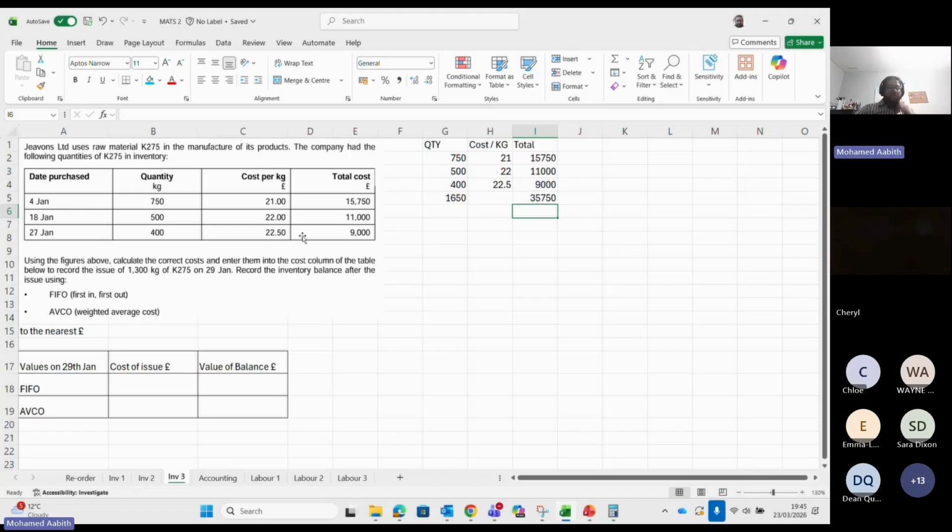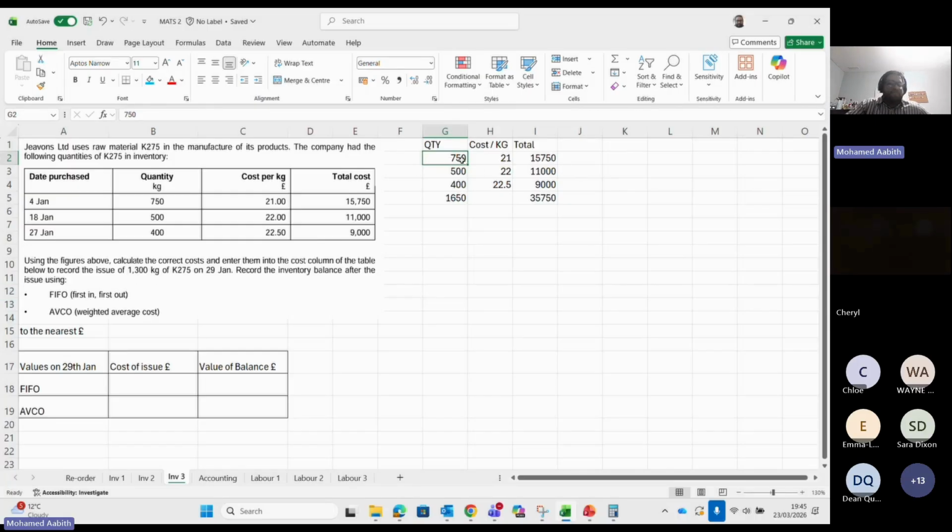So they're asking you now, I need to find out to the nearest pound the value on the 29th of January for 1,300 kilograms of my material. So what I need to do, I need to check where I'm going to take my value from. So if I'm going to do the FIFO method, I need to take all of this. You would agree, because I need 1,300.